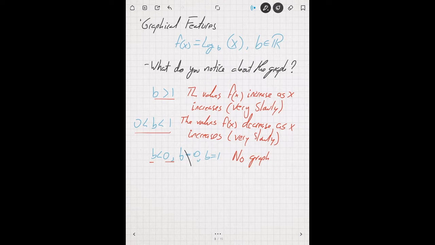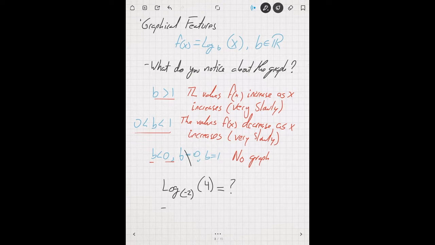Okay, what about negatives? Why can't b be a negative? Well, let's try another example. Let's say the log of, all right, let's pick a negative number. Let's pick -2. Log base -2 of, and let's say that's got to equal something like 4. All right? What would that be?